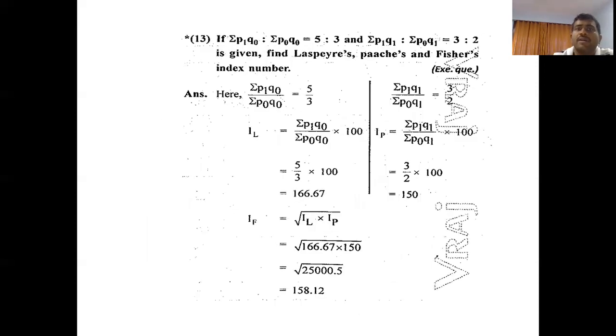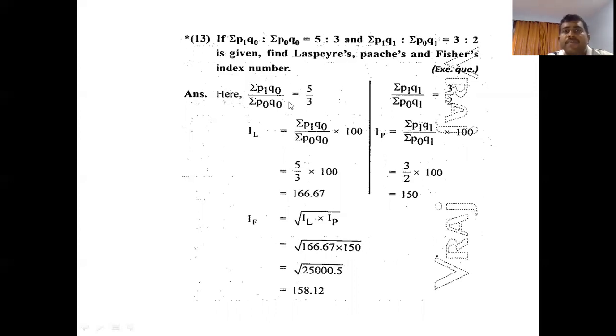Clear? Now this is a short sum. Already I have given, today I have explained two short sums and both the sums are important for us, right? In question 13 they say that sigma P1Q0 is to sigma P0Q0 is equal to 5 is to 3 and sigma P1Q1 is to sigma P0Q1 is equal to 3 is to 2 is given. Find Laspeyres, Paasche and Fisher index number. It's one type of ratios. So how are they done?